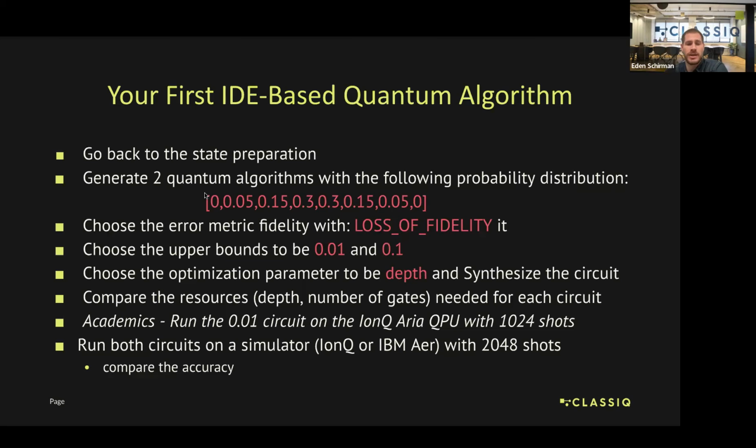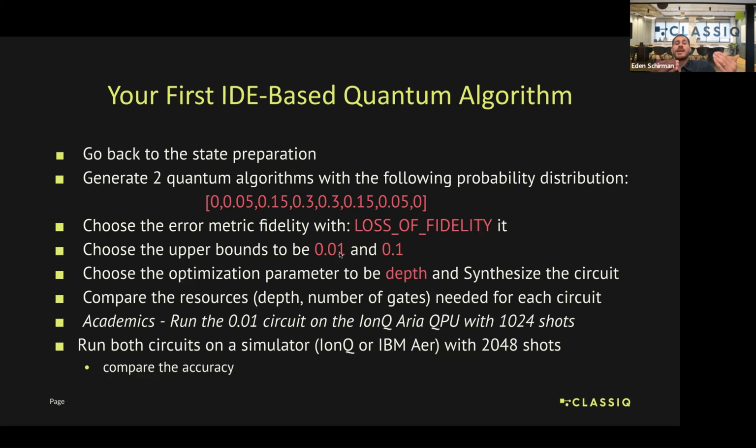a different error metric. So before we chose the KL divergence metric, and now we want to choose the loss of fidelity, which is basically just the fidelity. And this is a common metric that we use in quantum information science. So this is the syntax that we'll use, the loss of fidelity. And we want to choose 2 upper bounds, one to be 0.01 and one to be 0.1. So one of them, we want it to be more accurate, the 0.01.